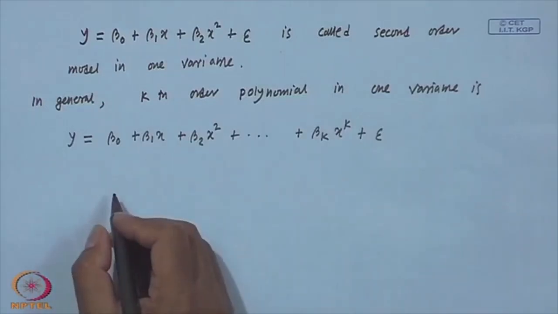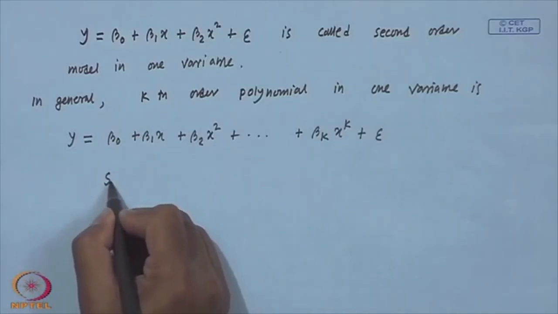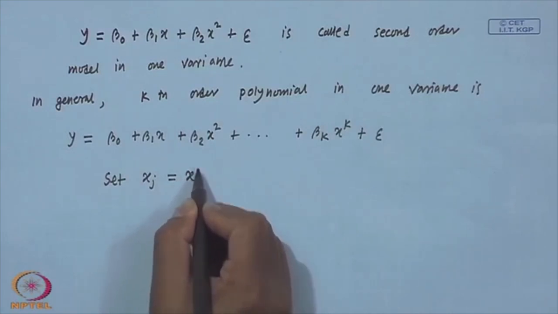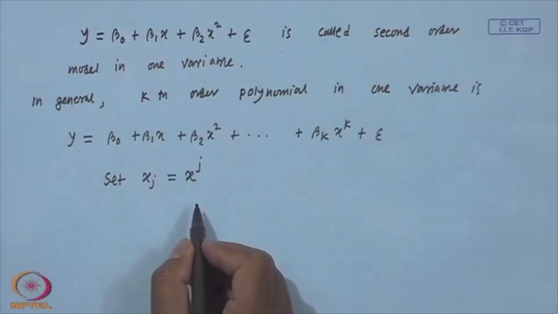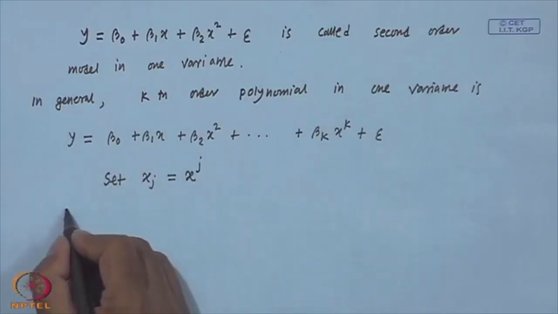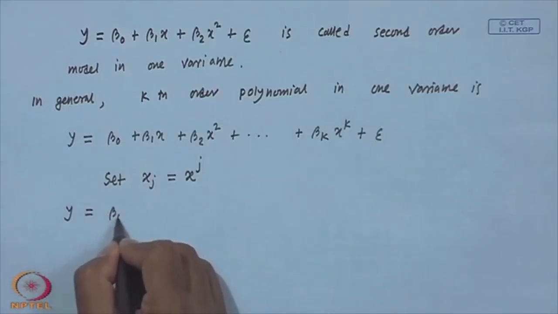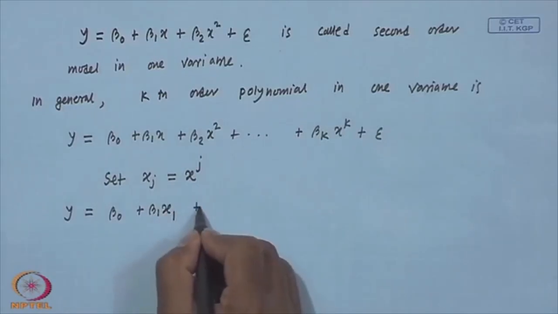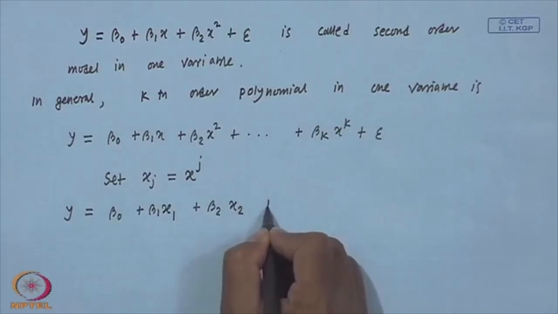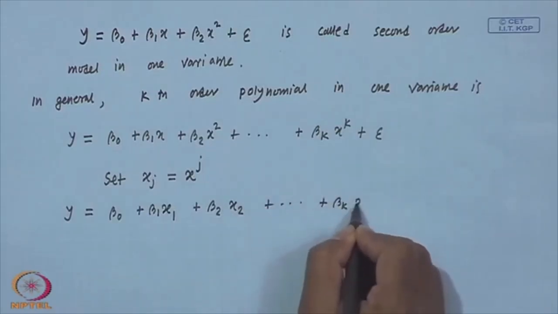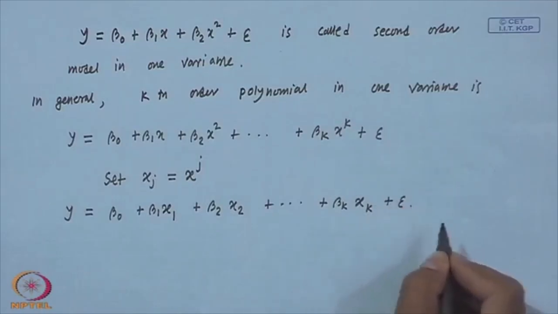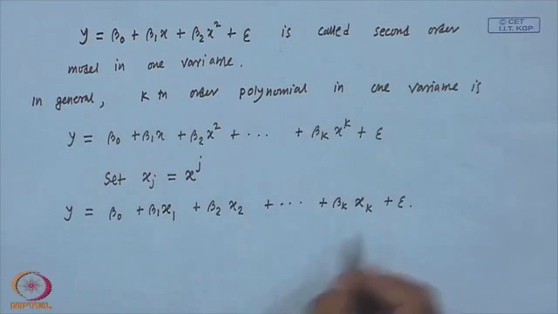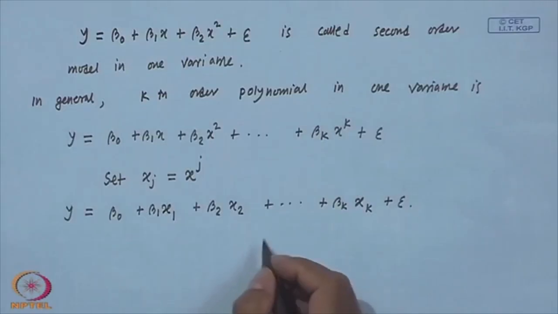So, now if you set x_j equal to x to the power of j, then this can be rewritten as y equal to beta naught plus beta 1 x_1 plus beta 2 x_2 plus beta k x_k plus epsilon. So, this one is nothing but a multiple linear regression model involving k regressors.